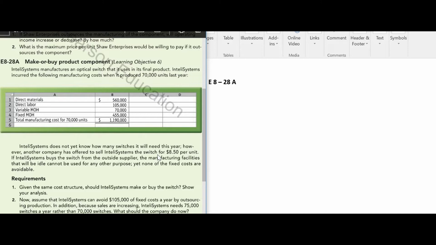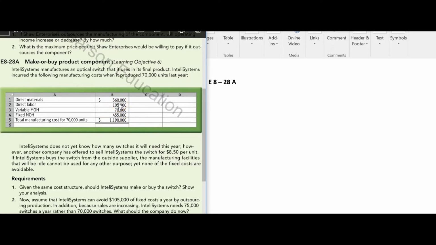That means for that facility, they obviously have some fixed overhead cost, and that fixed overhead cost will not be used for any other purposes. That means even if they buy the switch and don't need to produce, they still have to pay this fixed overhead, and these expenses cannot be used for any other purpose. Right, and none of the fixed costs are avoidable. They cannot avoid any of these fixed costs. Now, given this same cost structure, the decision the company needs to make is whether they should make or buy the switch.